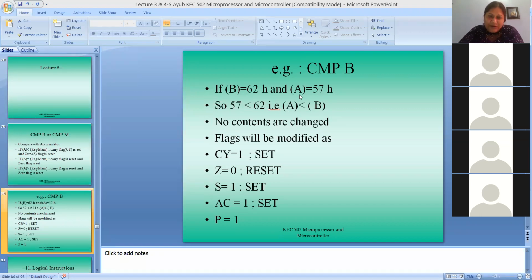When you compare, it is logical subtraction, so contents are not changed. Accumulator content will remain as it is. B register content will remain as it is.